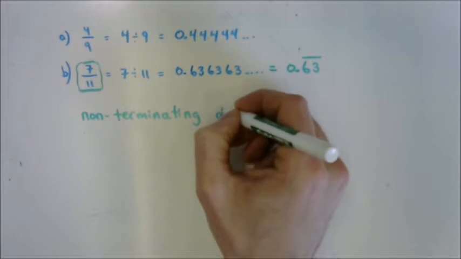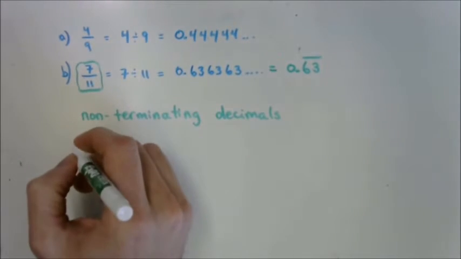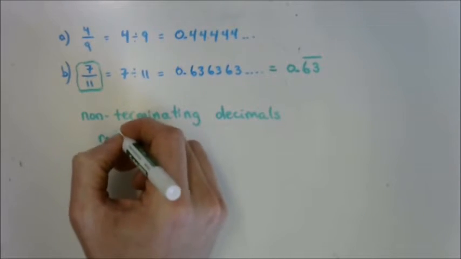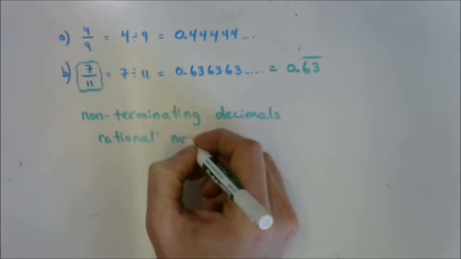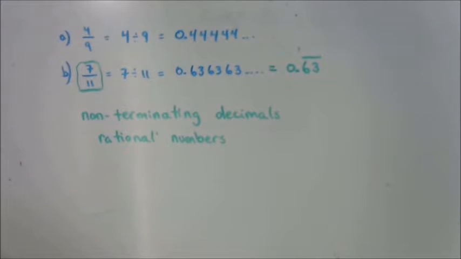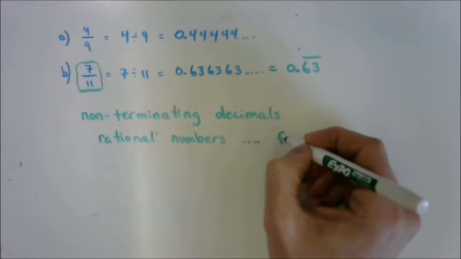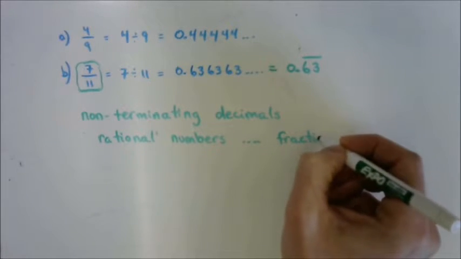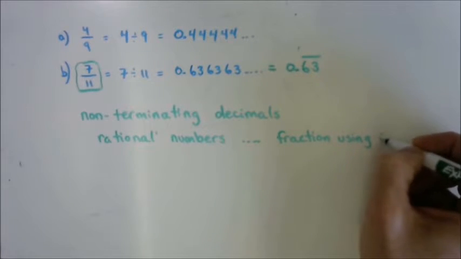So they're non-terminating decimals, and they are still rational numbers. How do I know that they're still rational numbers? Because they can be expressed as a fraction, using whole numbers, using integers.